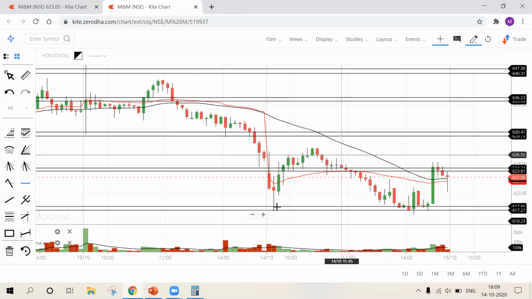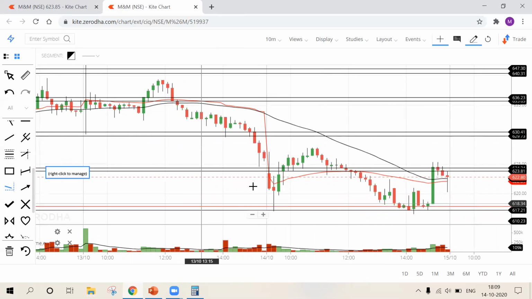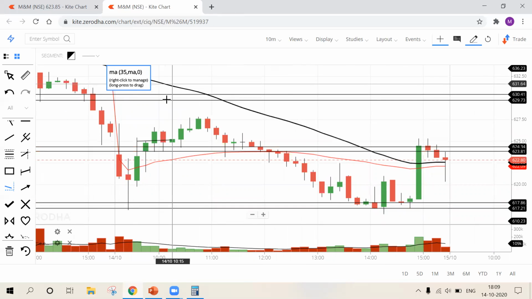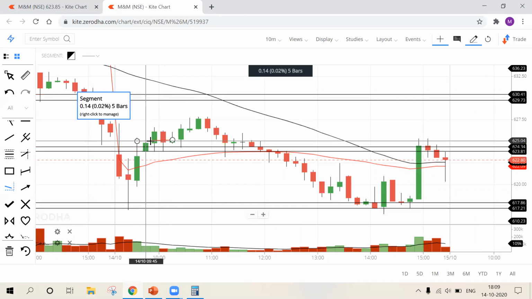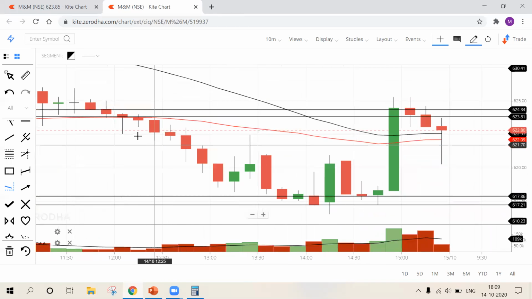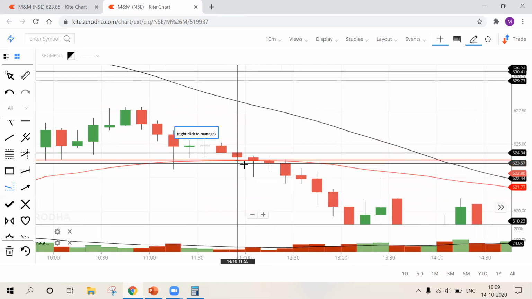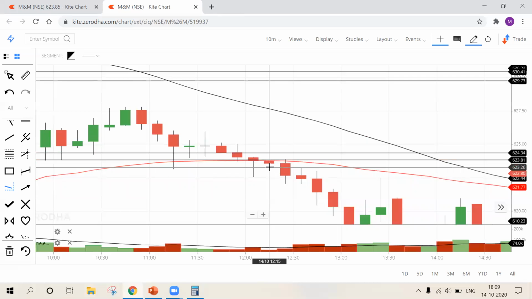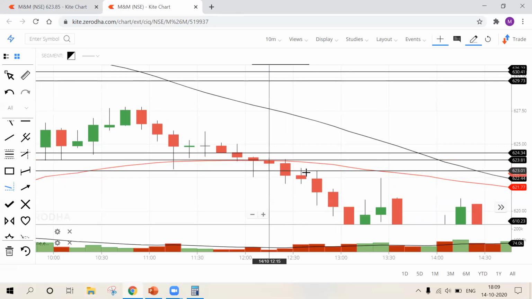This is today's market. So I look for a breakout. Here the breakout happened and a higher high formed, but I'm not getting confirmation from the 35 moving average, so I won't go for a buy. Now again, I look for lower low formation. Here is the lower low formation. This is a red candle, this is a red candle, and back to back lower low formation.